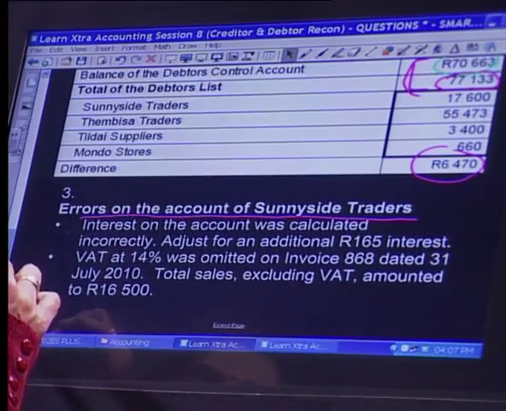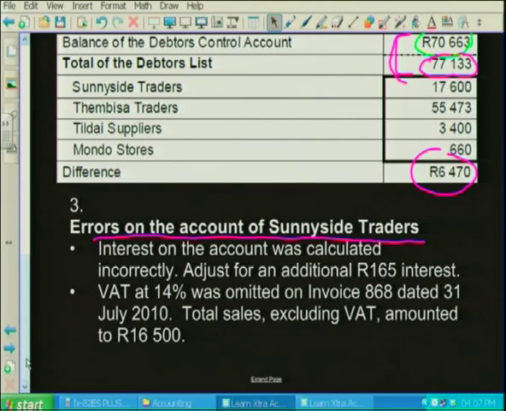So let's go straight to those errors. The very first error deals with Sunnyside Traders. So these were the errors that were picked up. Error number 1, interest on the account was calculated incorrectly. Adjust for an additional 165 Rand of interest. Right, let's go to our answer sheet.